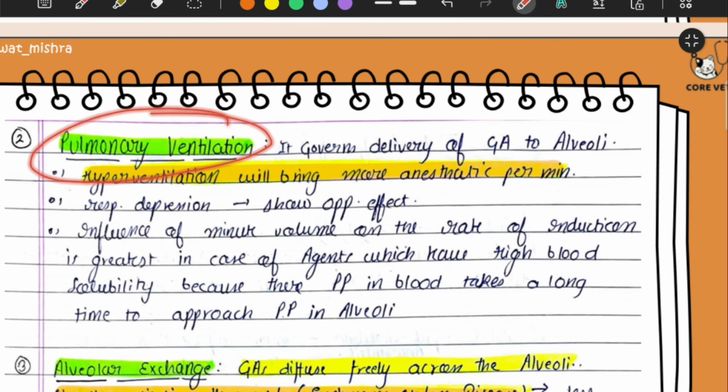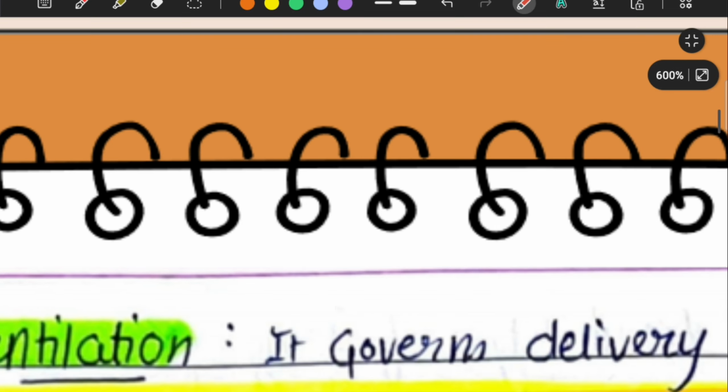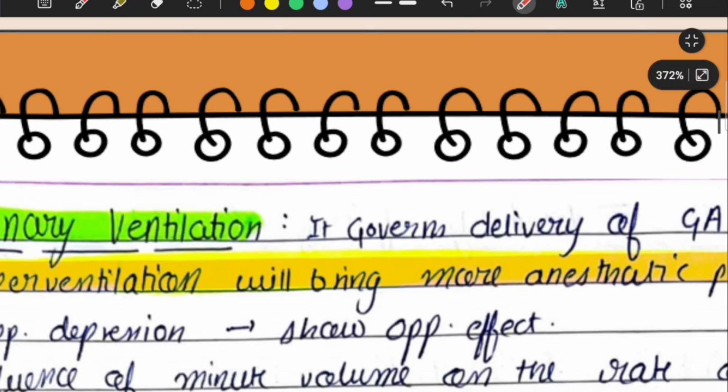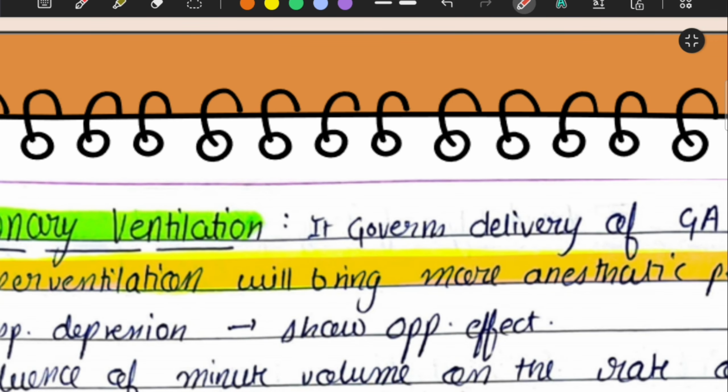Now talking about pulmonary ventilation, obviously, if you are going to inhale something, and the ventilation is increased, it means your lung is hyperventilating, quickly inhaling and exhaling.